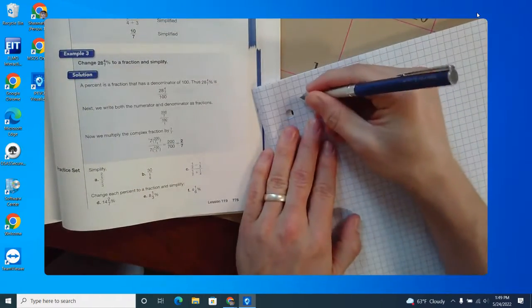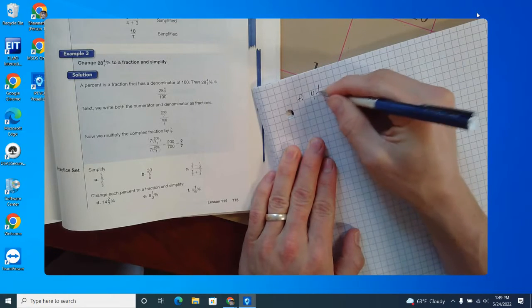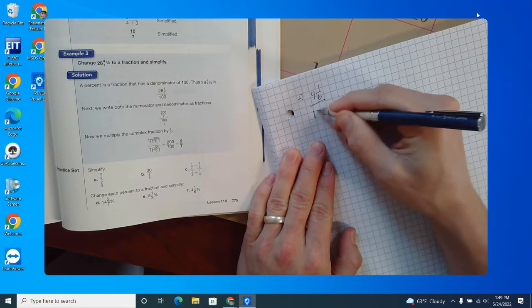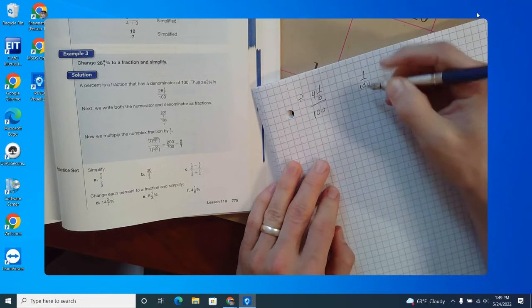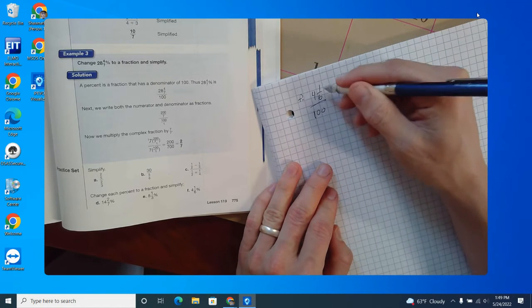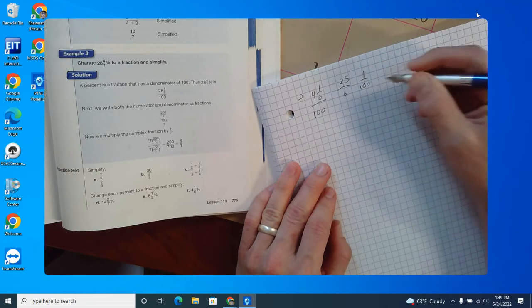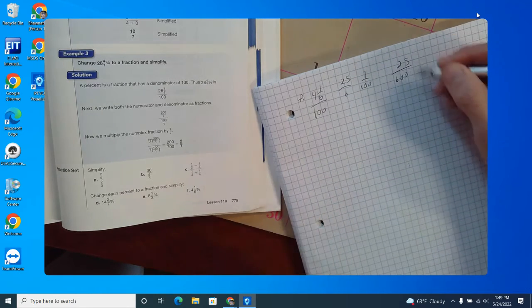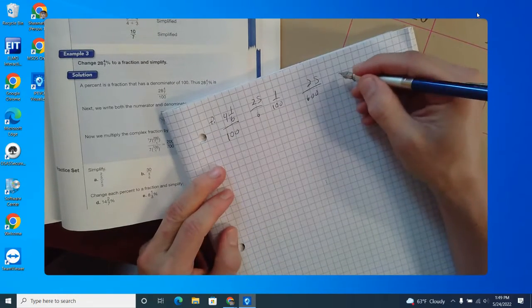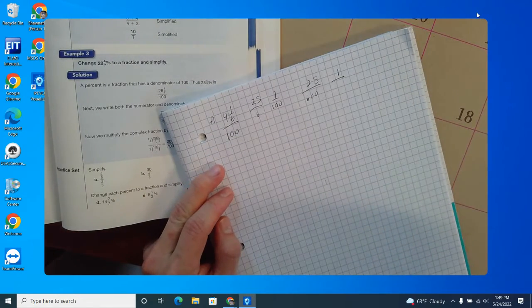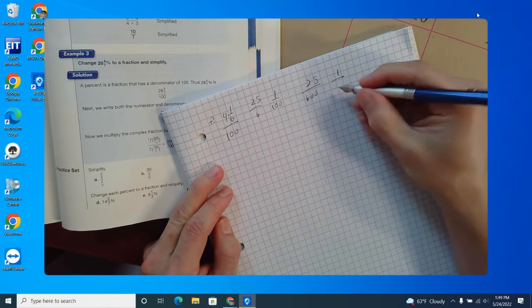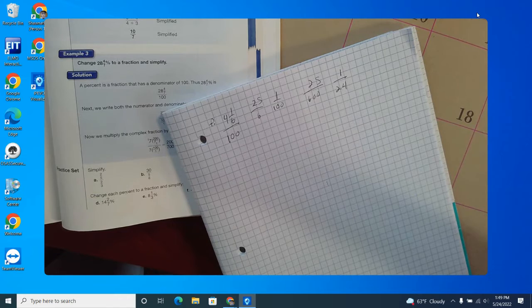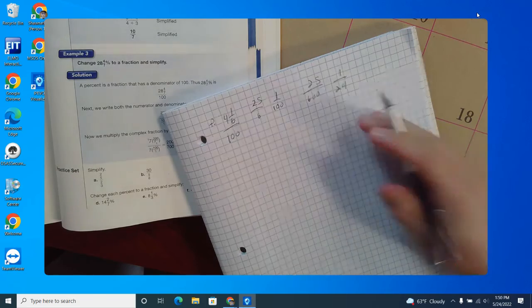F. 4 1/6 over 100. So 4 times 6 is 24, 25. So 25 over 6 times 1 over 100, 25 over 600. 25 goes into 25 once. 25 goes into 600, 24 times. Okay. How many quarters do you need for $6? 4 for $1, 8 for $2, 12 for $3, so on and so forth. Okay. Yeah, there you go.